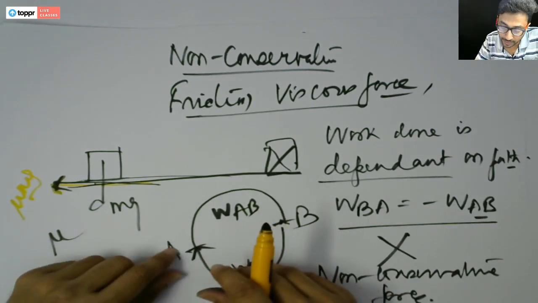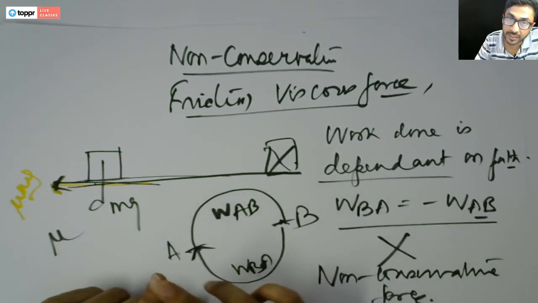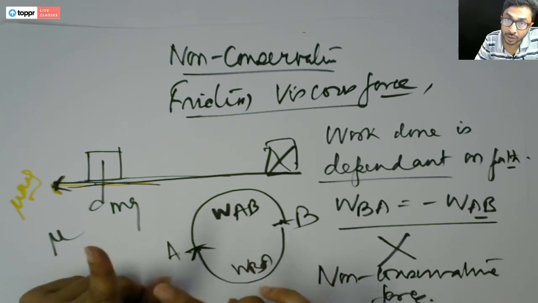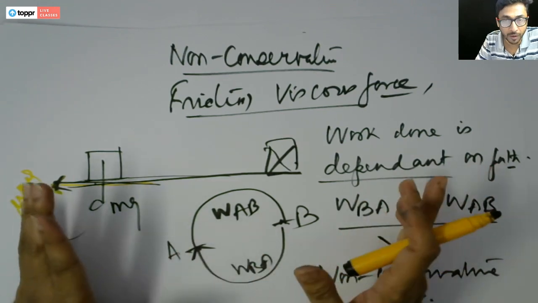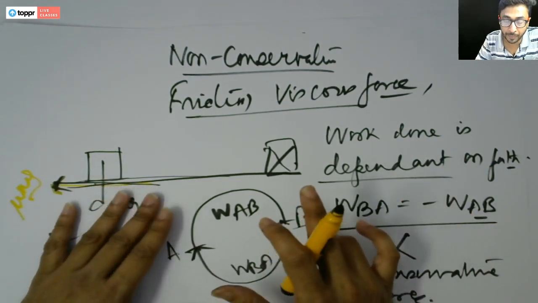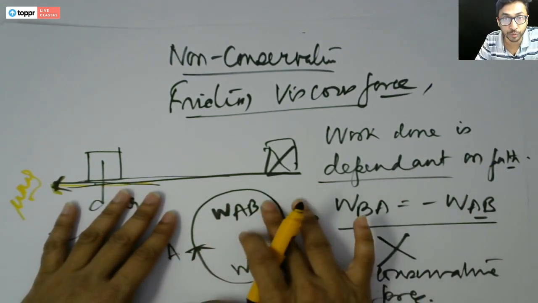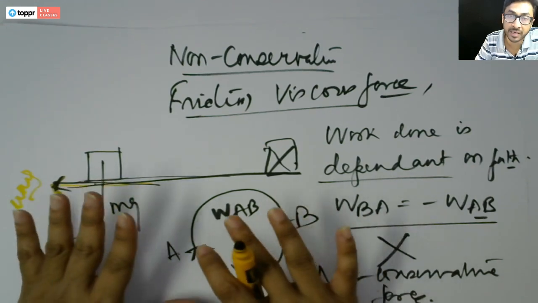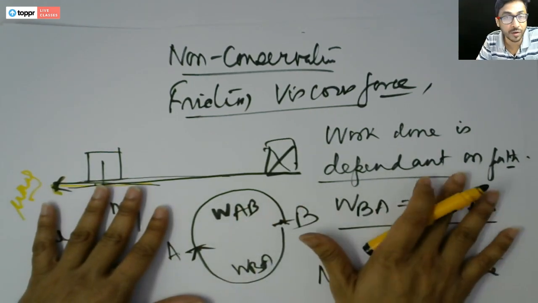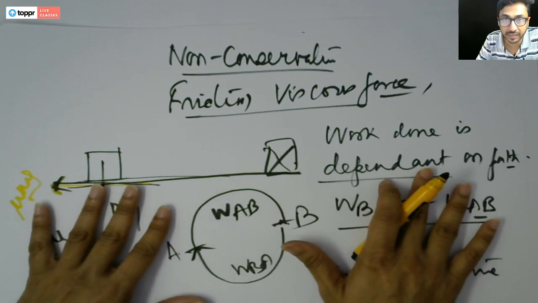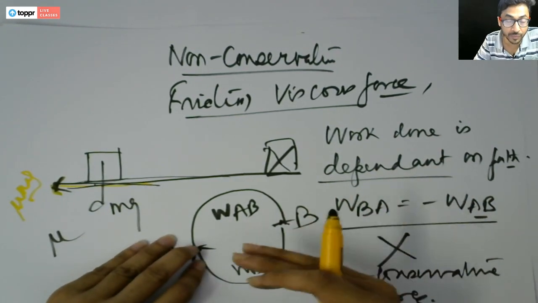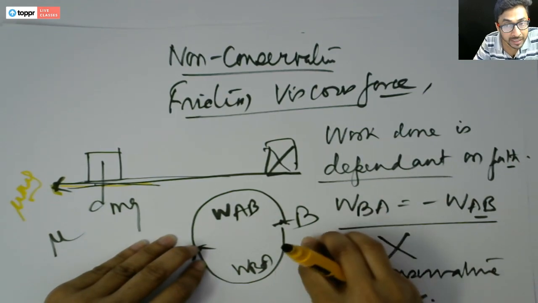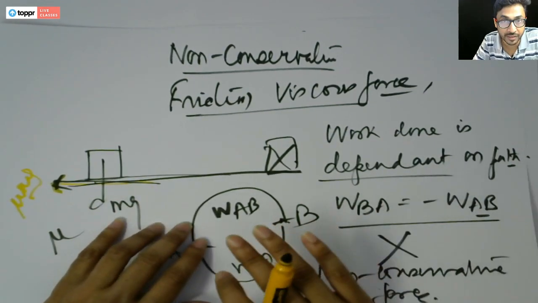So we learn two things. One is, for conservative forces, work done is independent of the path, whereas in the case of non-conservative forces, work done is dependent on the path. And in a closed loop, for a conservative force, the work done is 0, whereas in the case of non-conservative force, we cannot say this. And the concept of potential energy, which we'll discuss, is only related with conservative forces. It is not related with non-conservative forces.